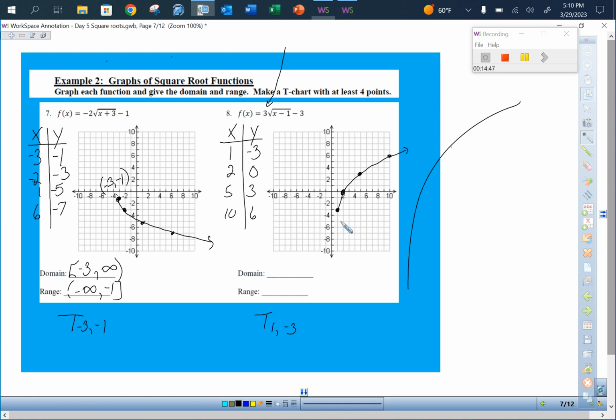I'm going to label this point for you. Makes my domain 1 to the right forever. This time I'm starting at -3 and going up forever.